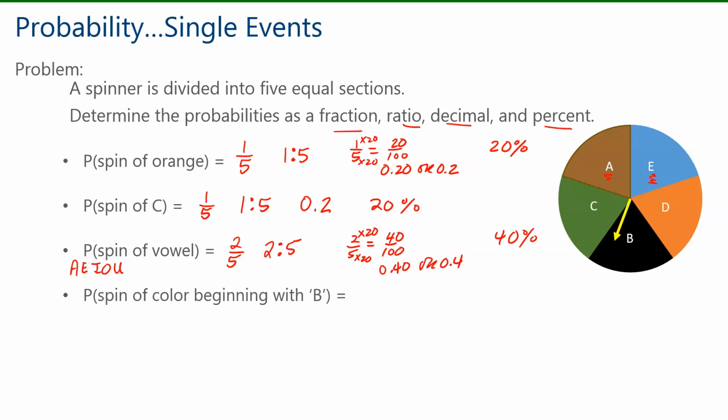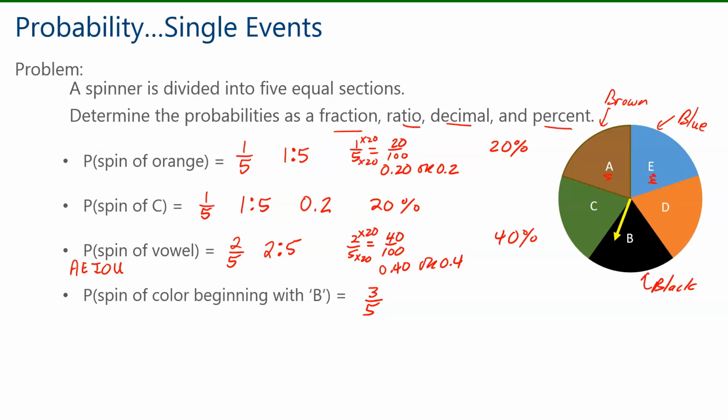The probability of spinning a color beginning with B. On our spinner, we have a brown sector, we have a blue sector, we have a black sector. Orange does not begin with B. Green does not begin with B. We have 3 out of the 5 sectors having a color beginning with B.